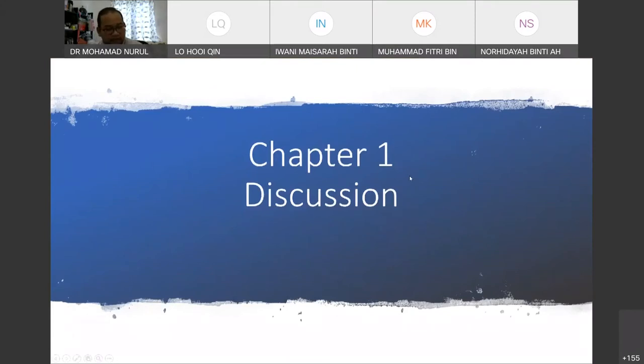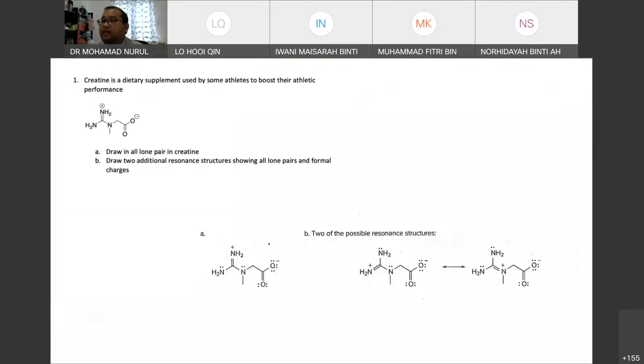Okay, chapter one, discussions. First question: creatine is a direct supplement for some athletes to boost their athletic performance. The first task is to draw all lone pairs in creatine. The second is to draw two additional structures showing lone pairs and formal charges. The question is still about resonance structures.